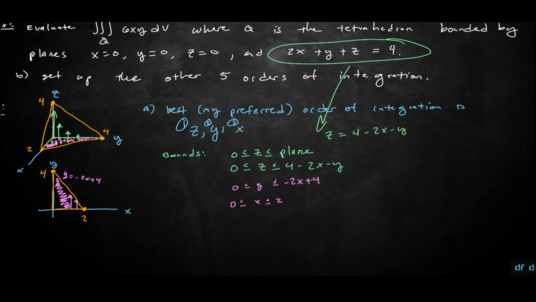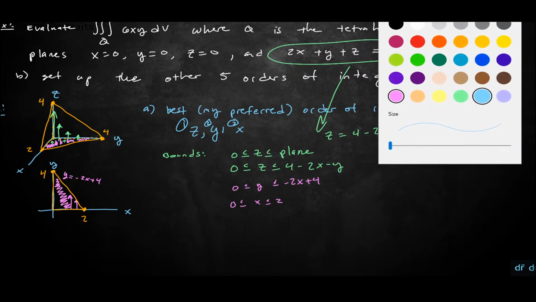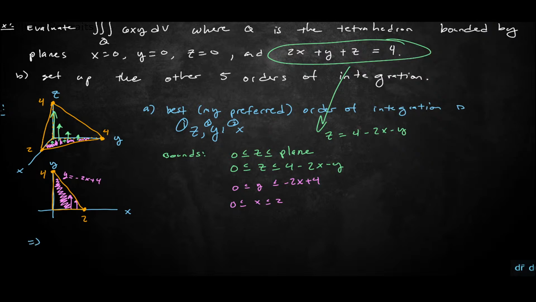And I've got my bounds, so now I can do the triple integral. So then I've got integral 0 to 2, integral 0 to negative 2x plus 4, and then integral 0 to 4 minus 2x minus y. And the integrand itself is 6xy, and then I'm going dz, dy, dx.